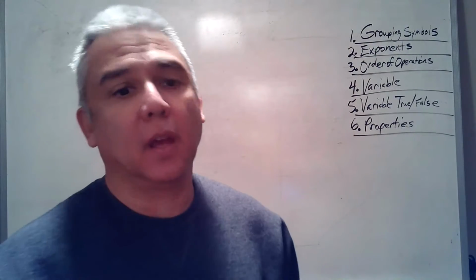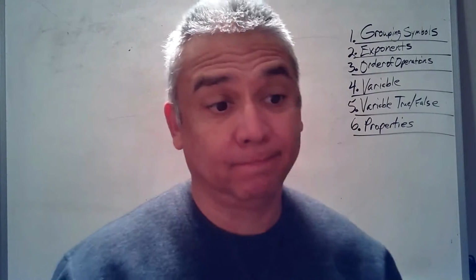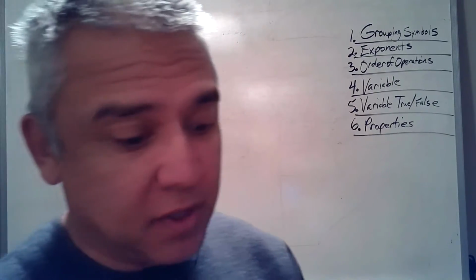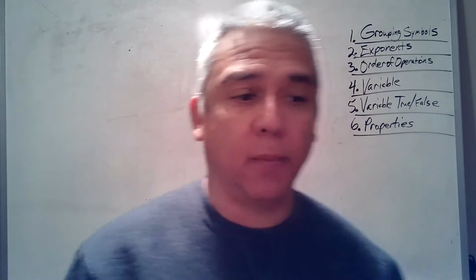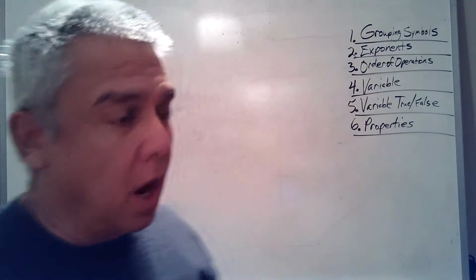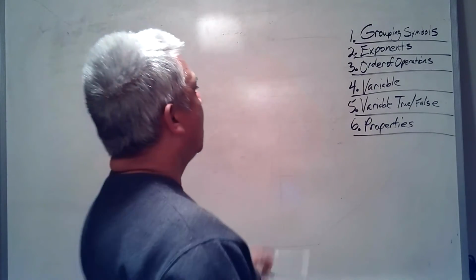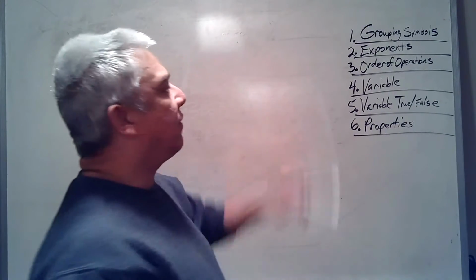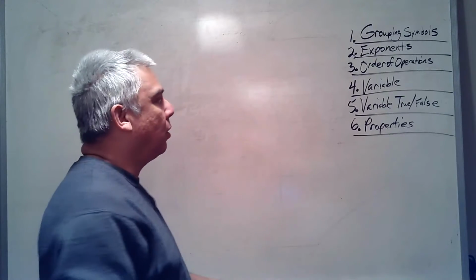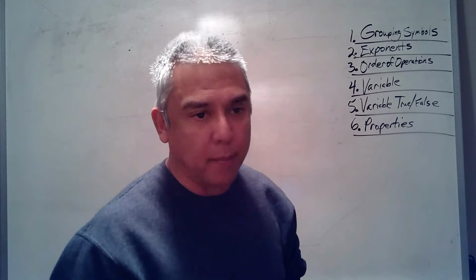Well, it's review time. That's right. One more time, I'm going to talk about this stuff and then I'm going to hit you with the test tomorrow. So, the things that we're going to talk about are grouping symbols, exponents, order of operations, variables, true and false, and the last one, properties.